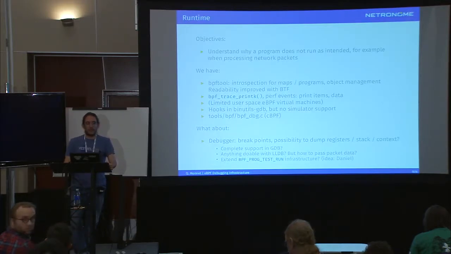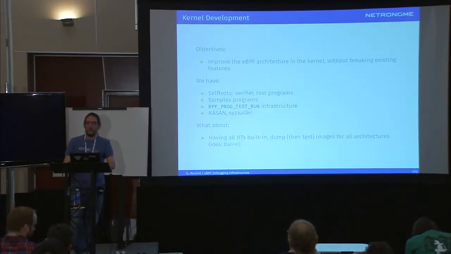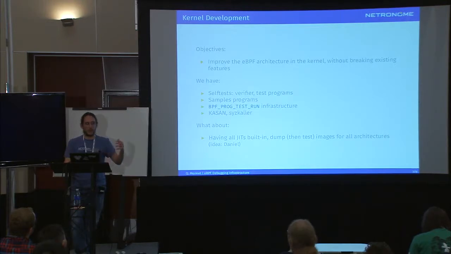So, my program is running correctly, that's good. If I now want to add new features to the kernel, there are other things I want to check. So we have a bunch of self-tests for the verifier, for some core BPF features, among the kernel testing infrastructure. We have sample programs too that should still be compiling after everything has been changed. We have the BPF prog test run infrastructure, and tests with the kernel address sanitizer and with syzkaller, which runs a whole bunch of tests periodically on the kernel, including on BPF parts. So that's good to have.